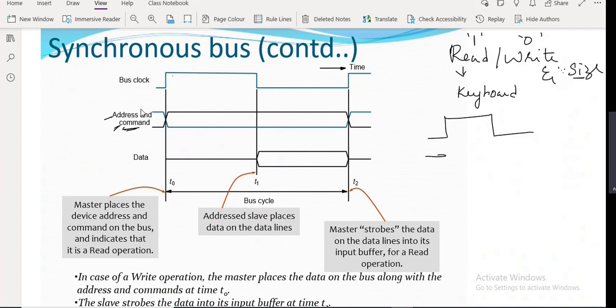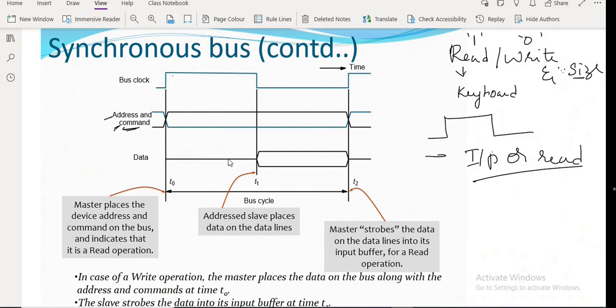Now consider the processor is requesting data from an input device. In the exam you may get asked to explain synchronous input operation, or explain synchronous read operation; both are the same. Whenever the processor wants to read some data from the input device, it places the address indicating to which device it is requesting the data and what type of operation, on the respective lines.